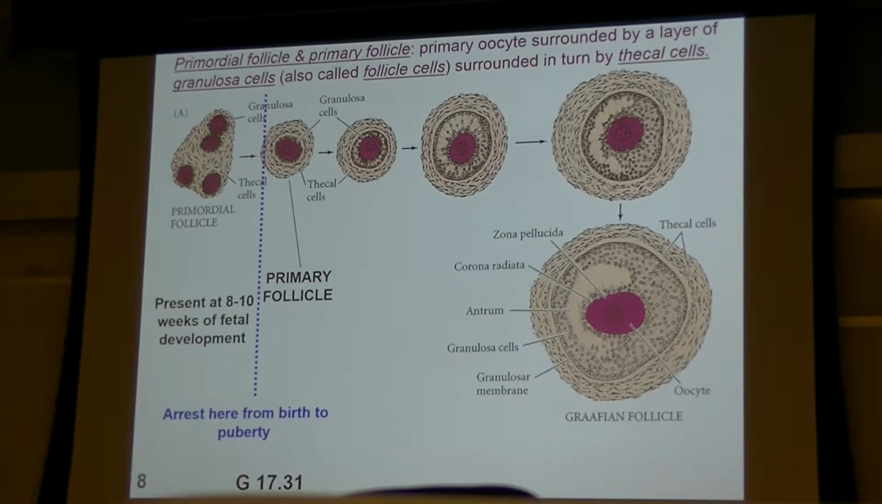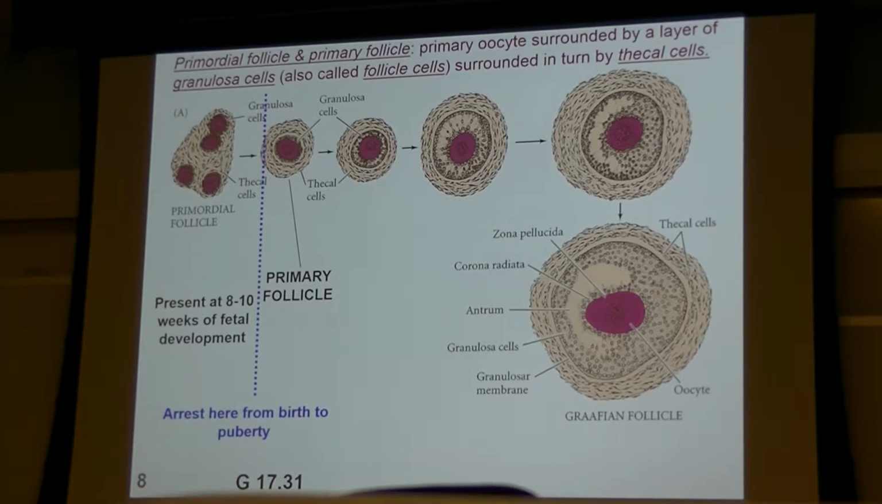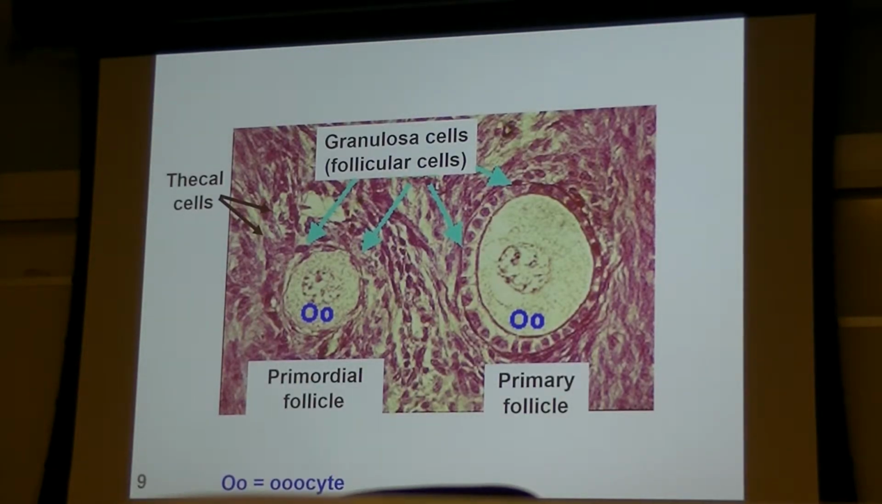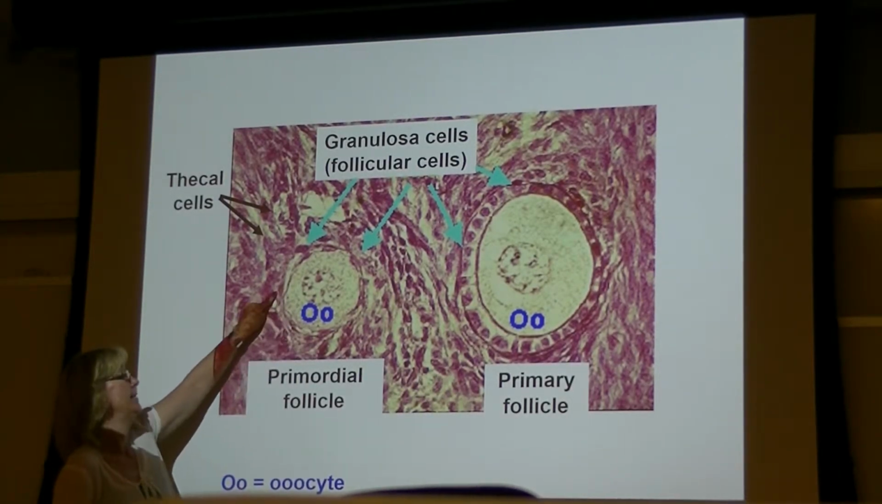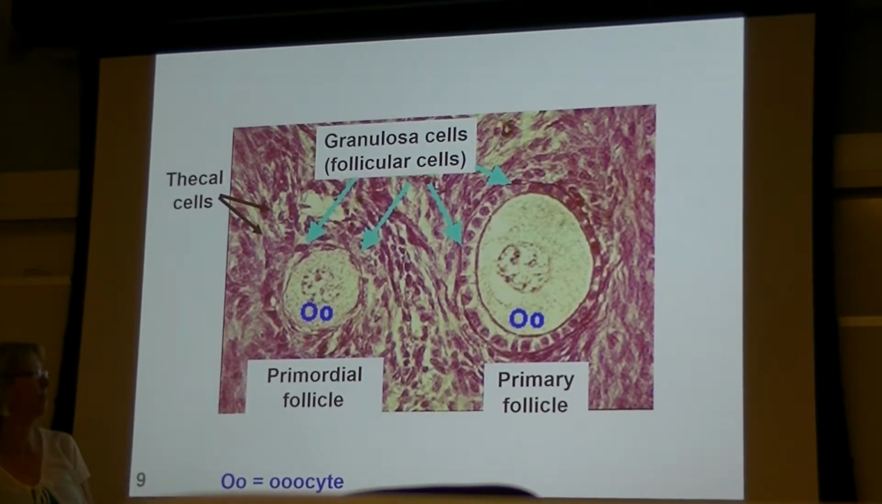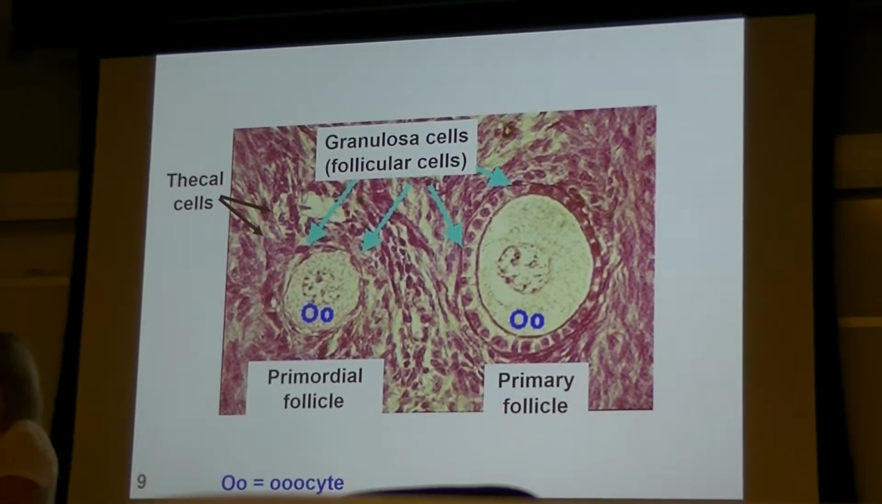The next stage that they go to is called the primary follicle, and at this stage it's not that different except for these granulosa cells. In the primordial follicle they're more squamous or flat in shape, and in the primary follicle they're more cuboidal in shape. It's just one difference that you can see. Here it shows this better on this slide. OO is oocyte, and then you see these flat cells surrounding the oocyte in the primordial follicle, and they become much more distinct and cuboidal here in the primary follicle.